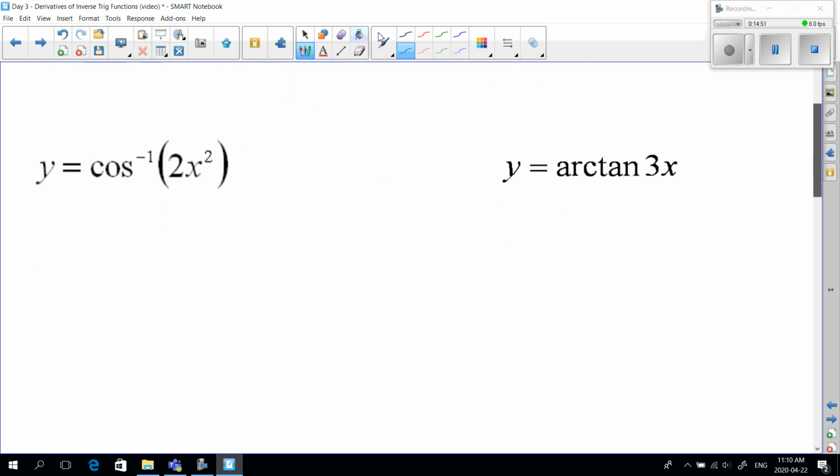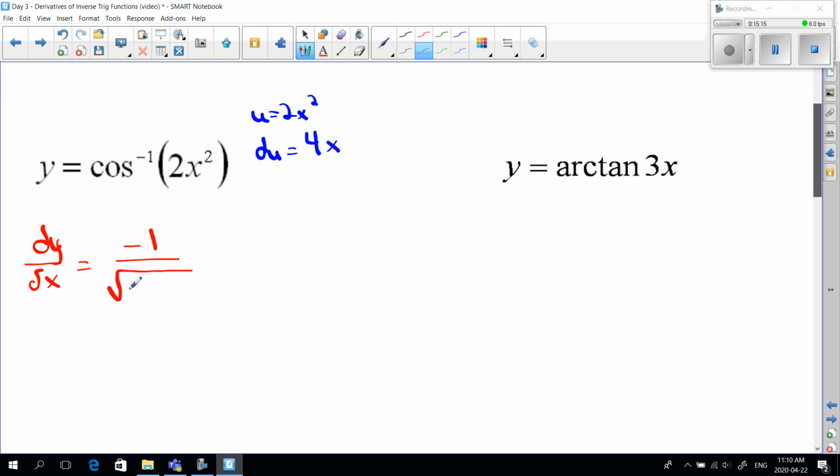All right, in this first example, what is our u value? 2x squared. What is the derivative of u? 4x to the first. Now, this is an inverse cosine function. So the derivative of an inverse cosine function, if you look back to your rules, is negative 1 divided by the square root of 1 minus u squared. Well, my u value is 2x squared, times the derivative of u, which is 4x.